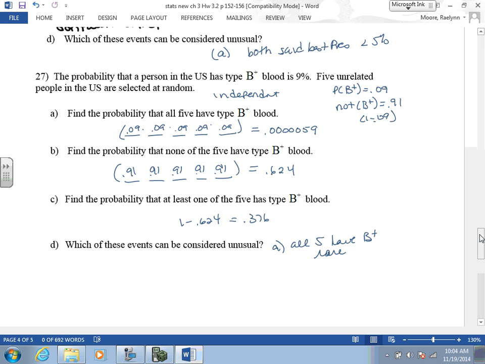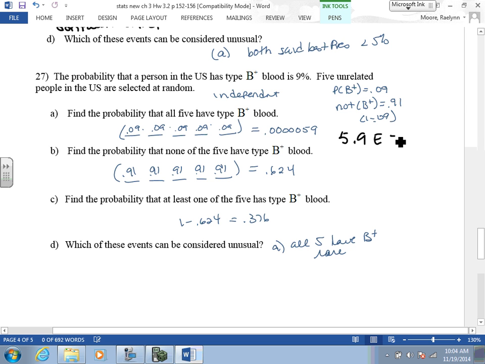My blood type is not dependent on Leslie's blood type, right? Or Daniel's. We're all independent blood types. So when you pick 5 people, the probability that they will all have B positive is very, very small, 0.09 to the 5th power. Now your calculator probably gives you 5.9 e to the negative 6. Remember, this is your scientific notation number. Move that decimal 6 positions to the left, so you're getting 5 zeros after your decimal.